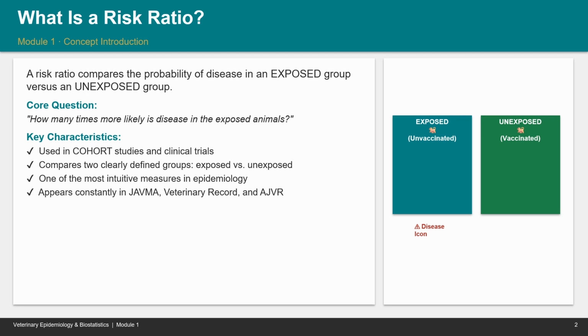At its core, it's a comparison. We're asking, if an animal is exposed to something, a pathogen, a drug, a risk factor, how does their probability of getting sick compare to an animal that wasn't exposed? It's one of the most intuitive measures in epidemiology, and it shows up constantly in cohort studies and clinical trials.